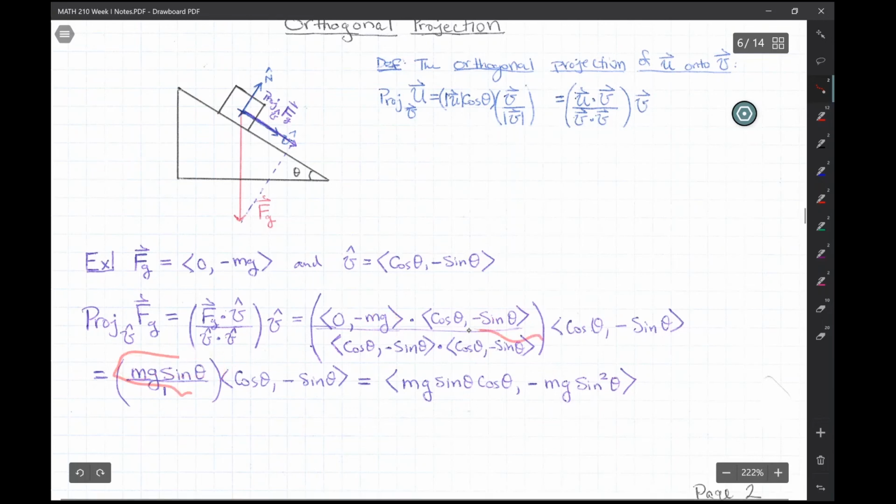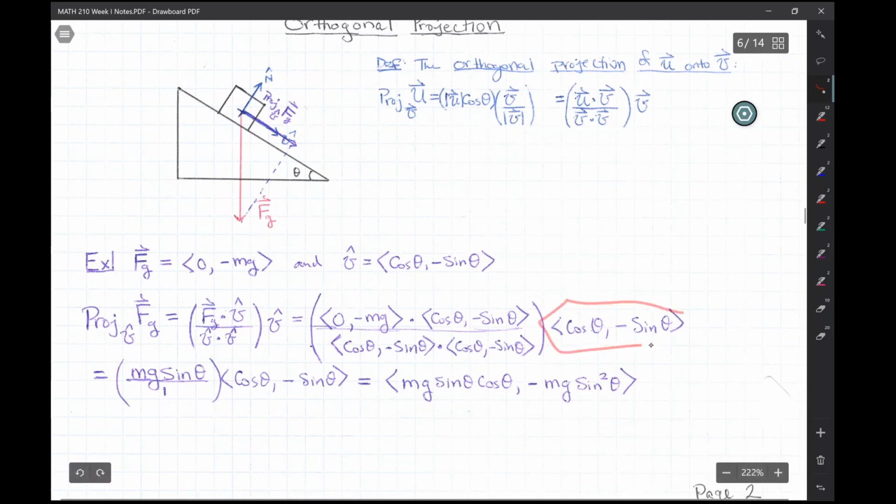Now, the bottom is going to give you cosine theta times cosine theta. What's that? That's cosine theta squared, plus negative sine theta times negative sine theta. And what is that? That's sine squared. So what's cosine squared plus sine squared? Cosine squared plus sine squared is 1. Okay, so that's where that 1 is coming from there.